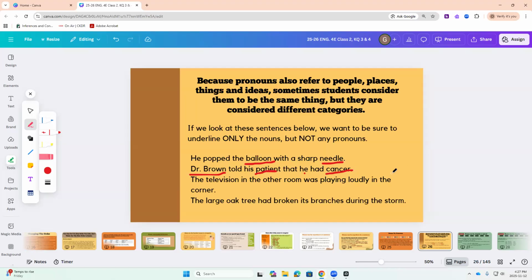The television in the other room was playing loudly in the corner. This one weirdly doesn't have any pronouns. Television, room, corner. The large oak tree had broken its branches during the storm. Now, there is a pronoun here, its. Hopefully you don't circle that. Tree, sure. Branches, sure. Storm, sure. Sorry, I'm trying to be careful. Don't circle all of it because you'll lose marks, okay?